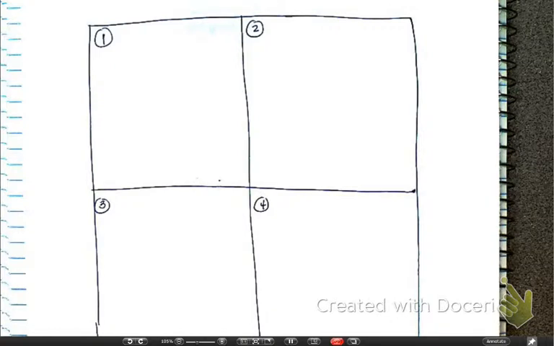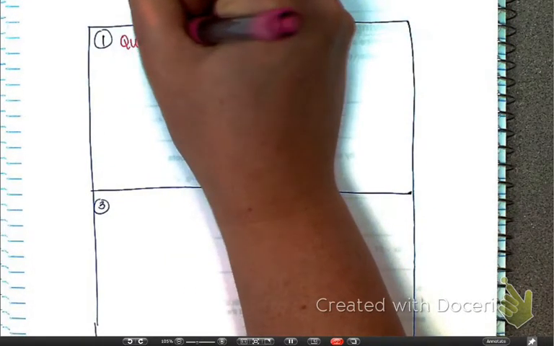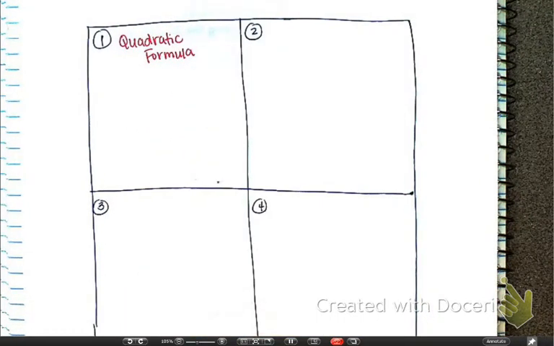So can someone tell me one of the 4 ways to solve quadratic equations? Noah. Quadratic formula. Okay, it doesn't matter what box you have that written in, but that is the last way that we solved, so that one should be the most fresh on your mind. Joseph, can you give me a different one? Completing the square. Okay.